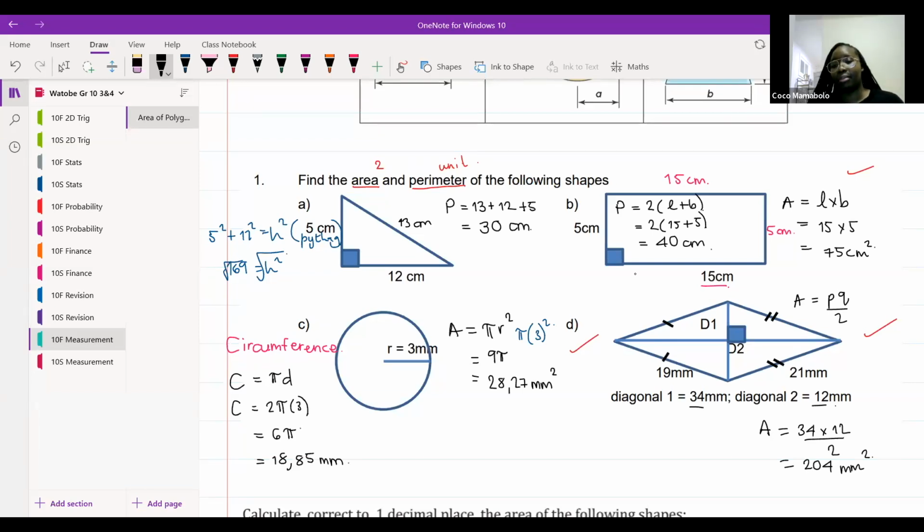Remember, guys, don't forget your unit of measurement. Okay, Mawande, I'm talking to you there. Don't forget your unit of measurement.